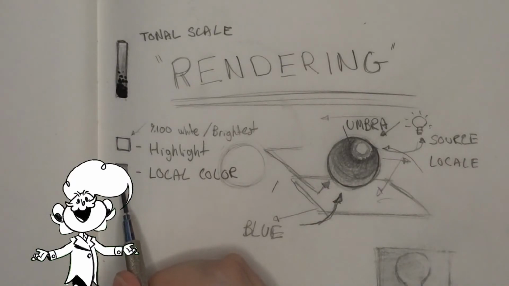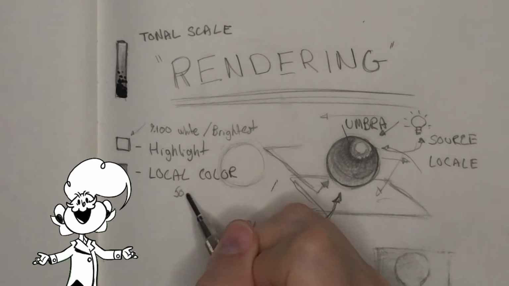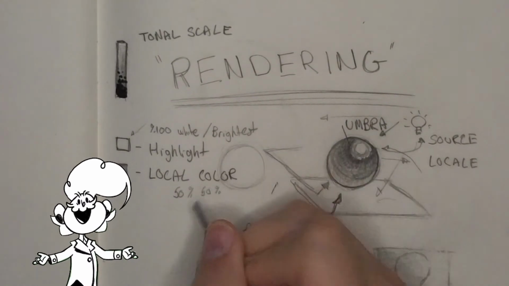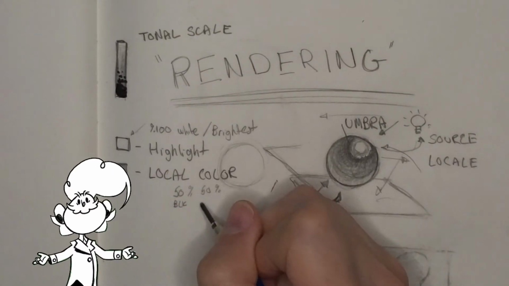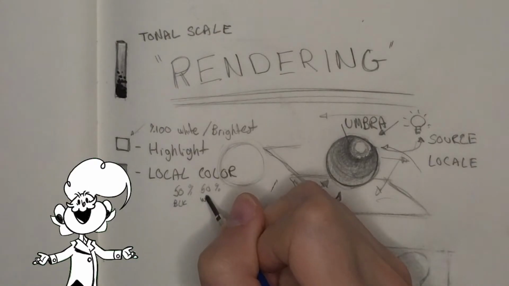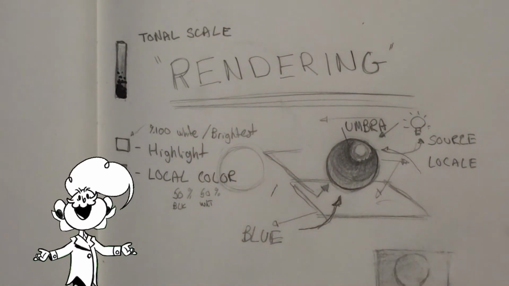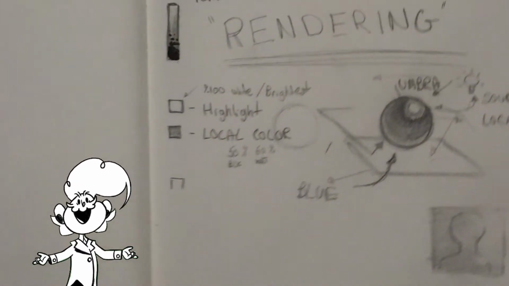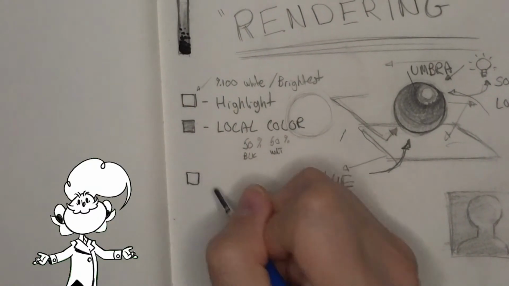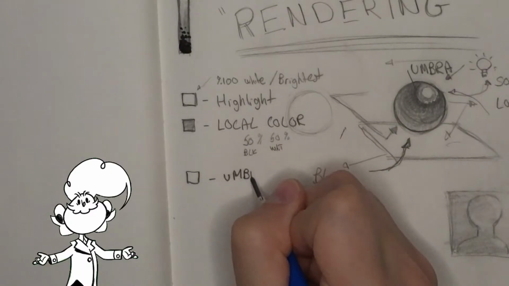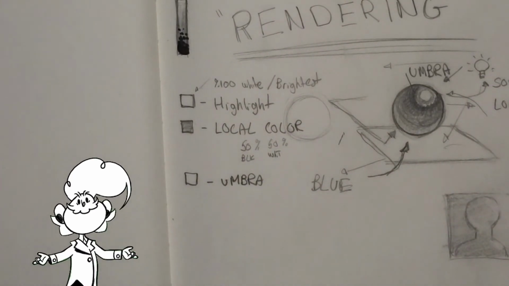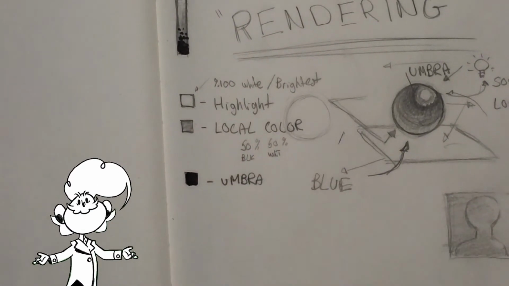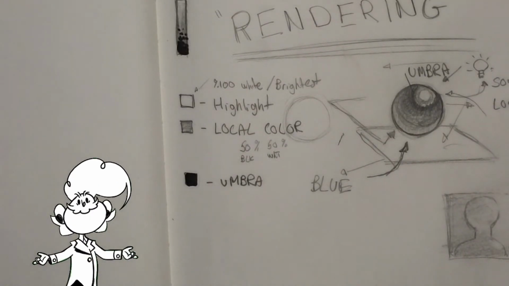So the local color, let's just say for now, is maybe going to be something like 50-50, black, white. And umbra is going to be your darkest. Umbra might not be black.